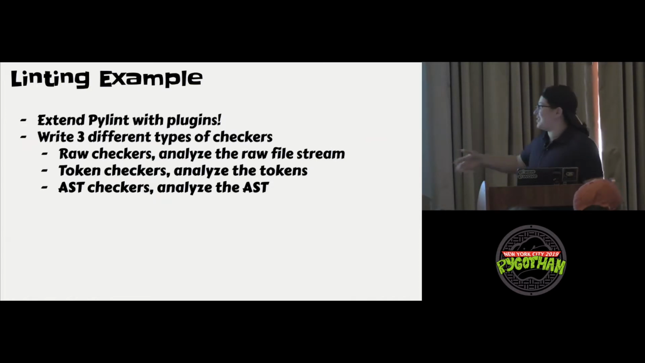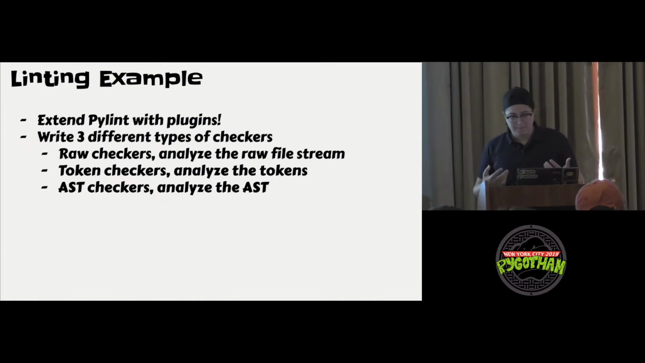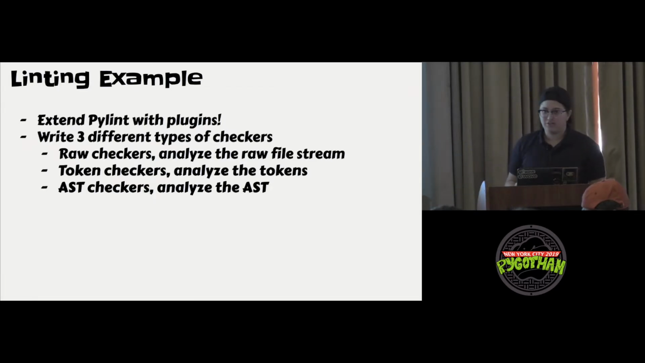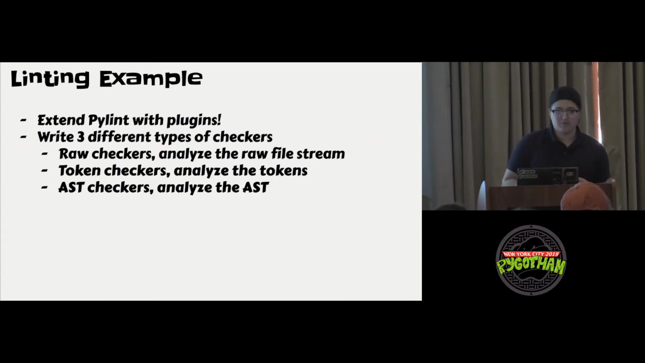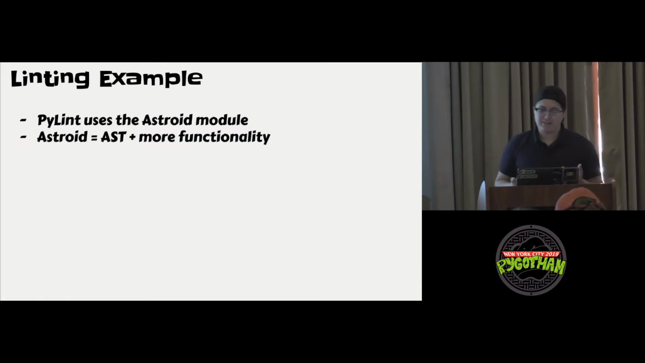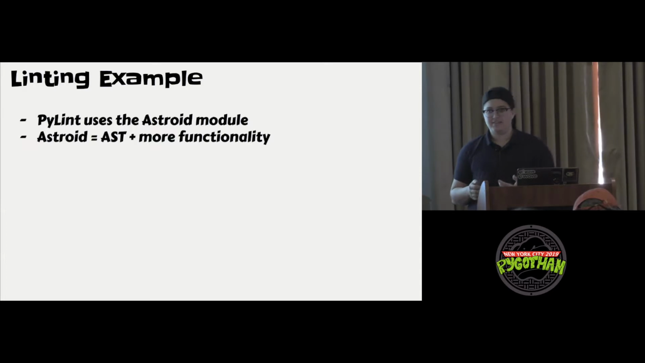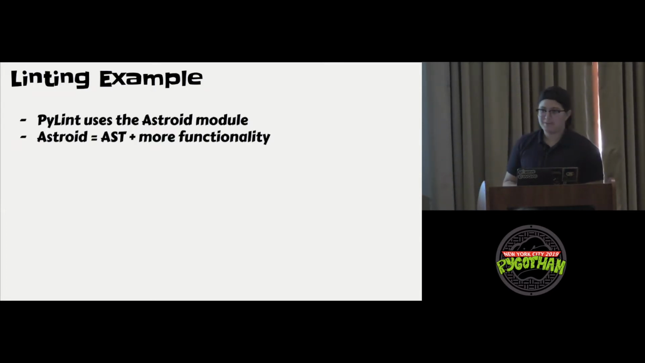So you can write three different types of checkers by yourself if you think that the pylint functionality doesn't cover all your use cases. So you can do a raw checker, which analyzes the raw file stream. You could also do a token checker that analyzes the tokens, as we've seen in the first step in the compilation process. And you can also write an AST checker, which analyzes the abstract syntax tree. So we're going to do an abstract syntax tree checker example. And so pylint doesn't actually use the AST module that Python has. It uses the Astroid module. So it's basically the AST module plus some more functionality to really help you.